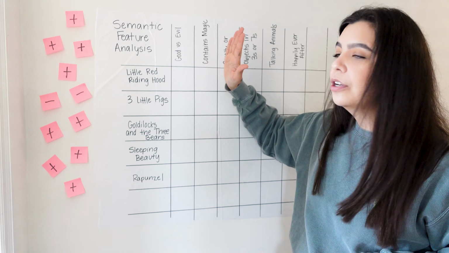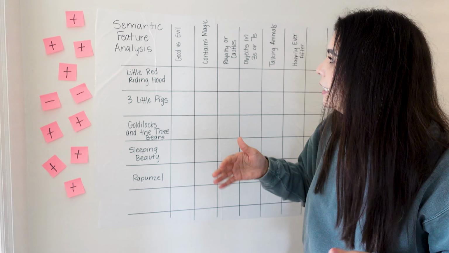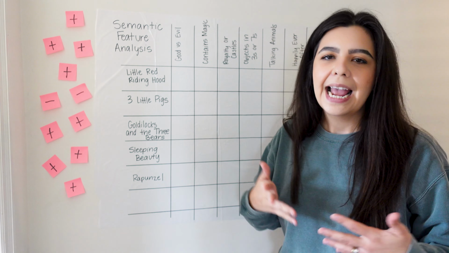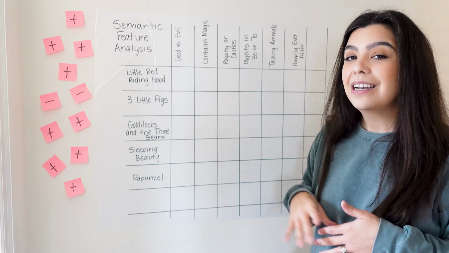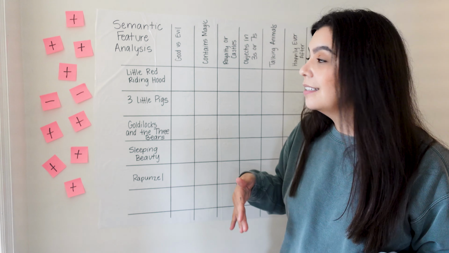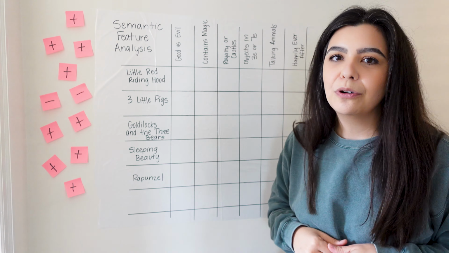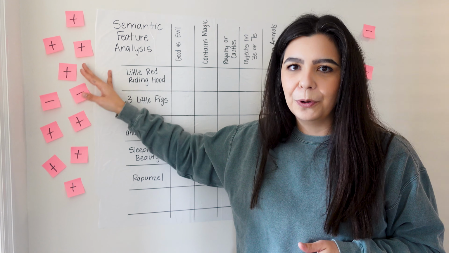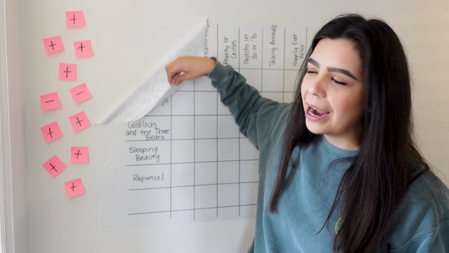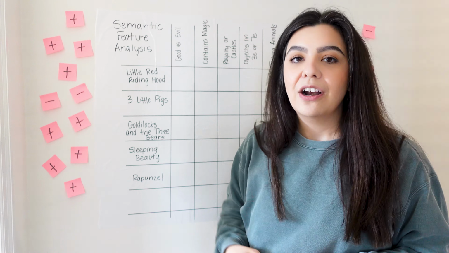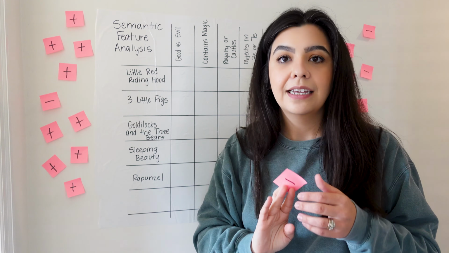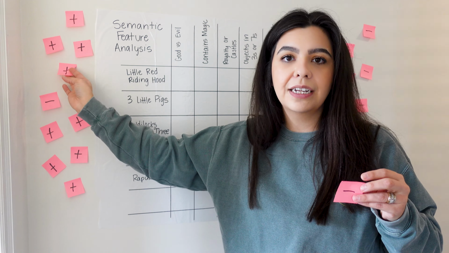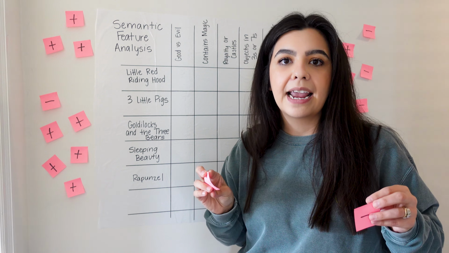Good versus evil, contains magical elements, has royalty or castles, comes in objects of 3s or 7s, and then has talking animals and lives happily ever after. Now for this example, because I'm doing it on cling wrap here, I didn't want to write on it. So what I did is I just placed sticky notes all around the side of my grid.